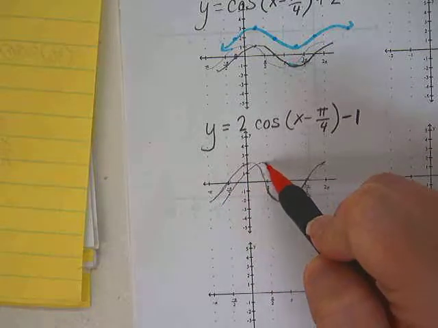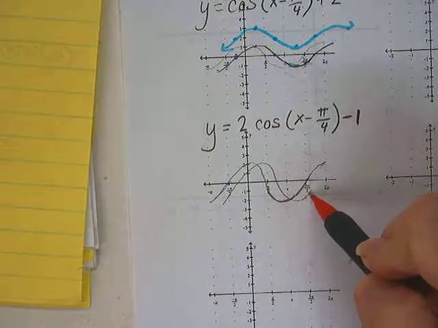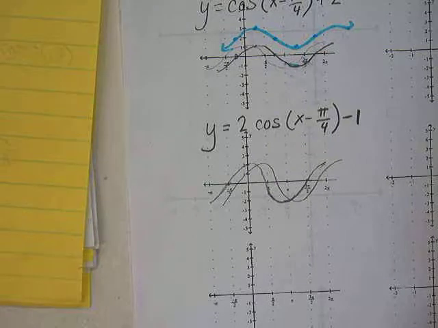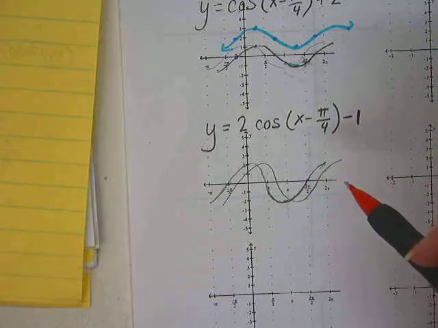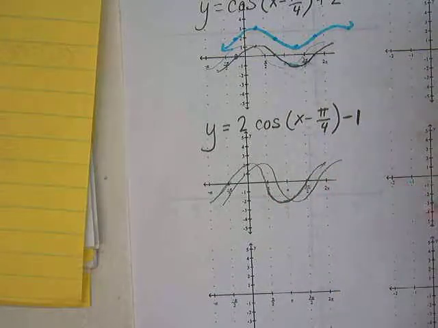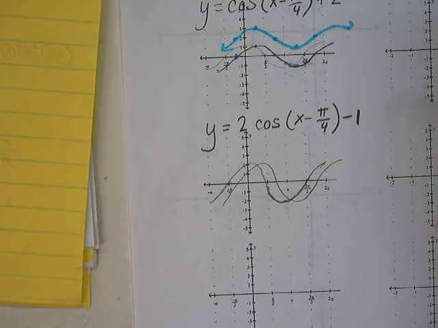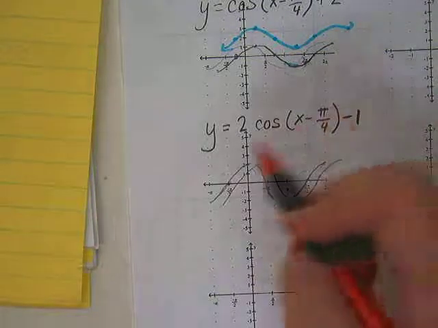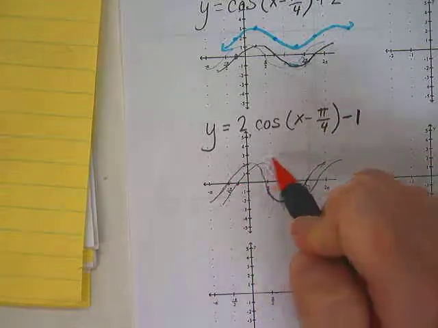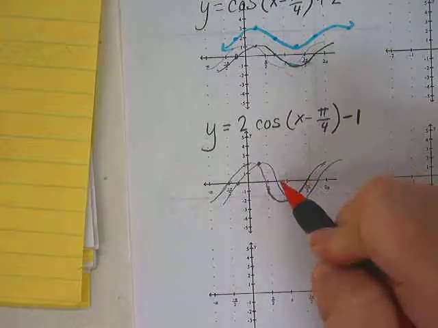Oh, that's too far. So you can see we've got our graph twice as tall, from -2 to +2. Then we can shift that over and then shift it downward.